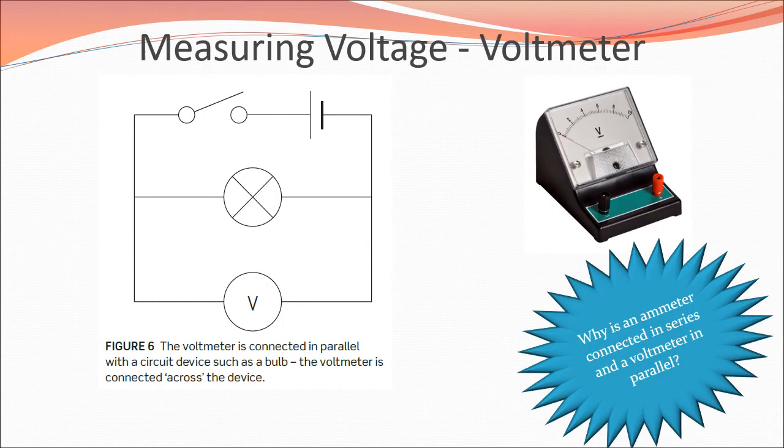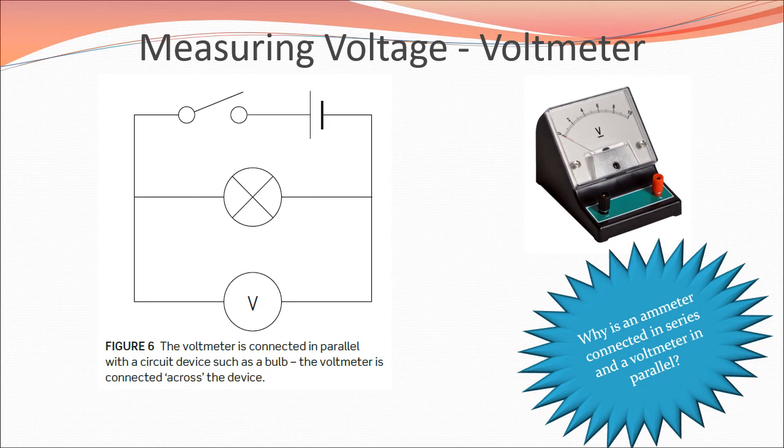So we measure voltage with a voltmeter. Last time we talked about measuring current with an ammeter, and I said that ammeters have to be connected in series because the ammeter will actually count the amount of charge that is flowing through it. However, our voltmeter has to be connected in parallel with our load or with our resistive element. So here we're trying to measure the voltage used by this light bulb.